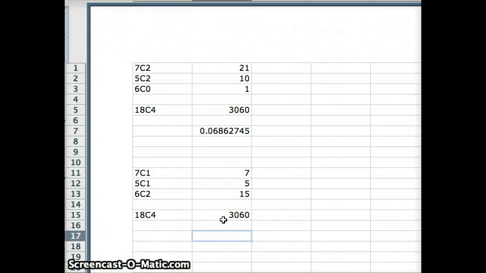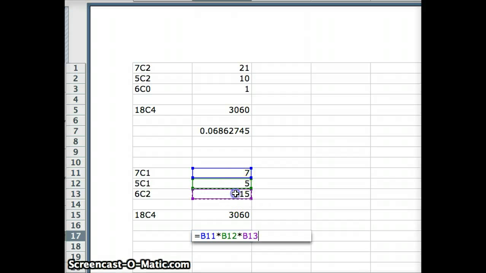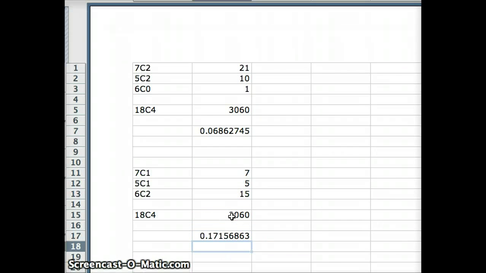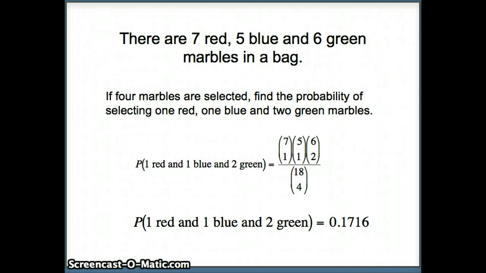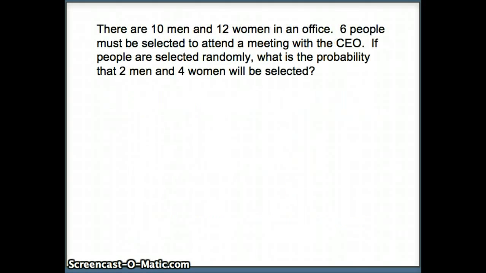Now to get our probability, we're going to say equal this first number times the second number times the third number divided by the denominator, and we get 0.1716 approximately. So indeed, the probability of 1 red, 1 blue, and 2 green is about 0.1716.